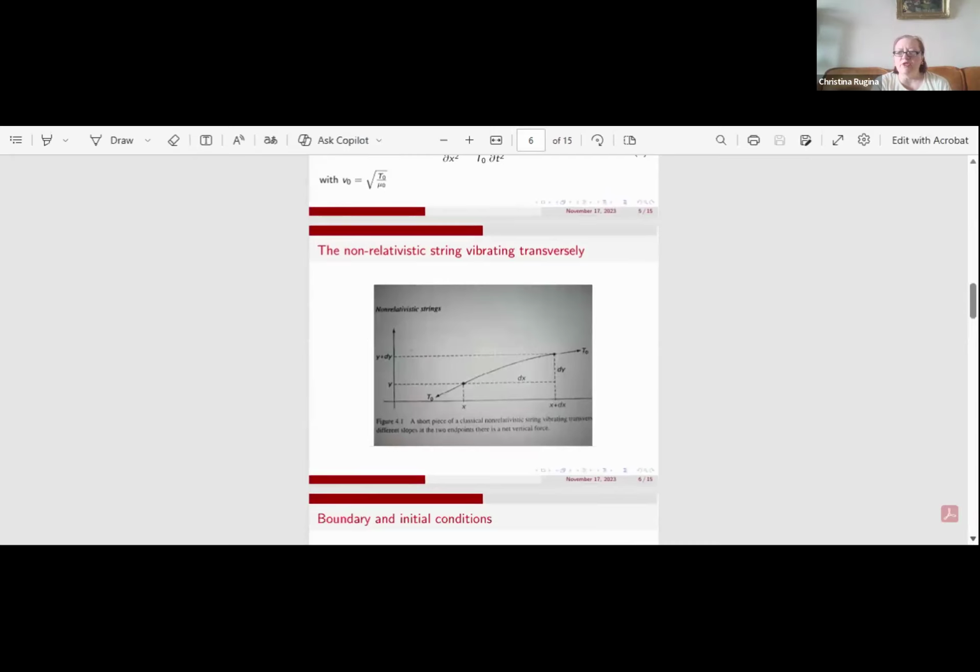So we will assume the vibrations of the string are transverse. We will see this property is kept throughout the string theory course, and we will deal with transverse vibrations to the string itself. So you assume there's a piece here of the string, and there are tensions at the ends. It's a small piece of the string. It's not shown here.